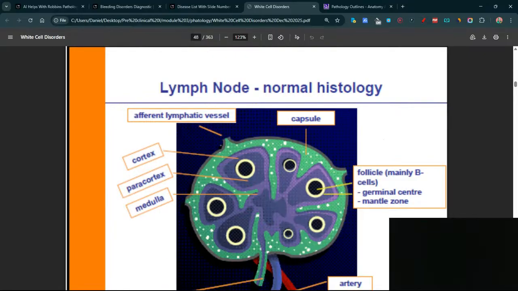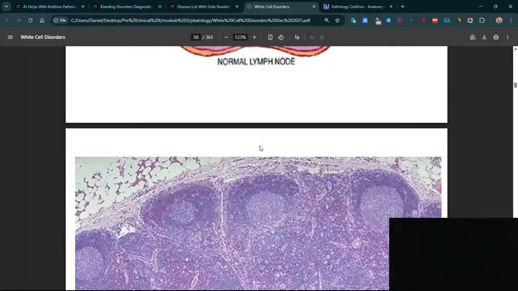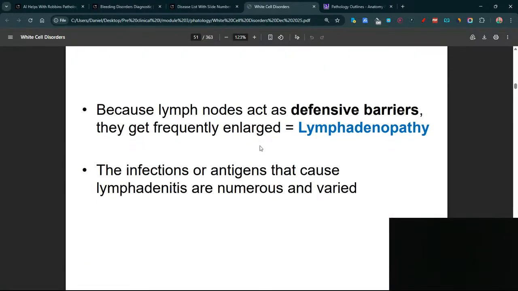All right, but you may ask what is lymph. Because lymph nodes act as defensive barriers, lymph nodes are secondary immune structures, and because they act as defensive barriers they get frequently enlarged.